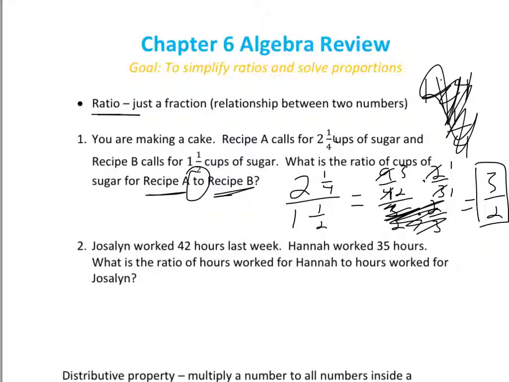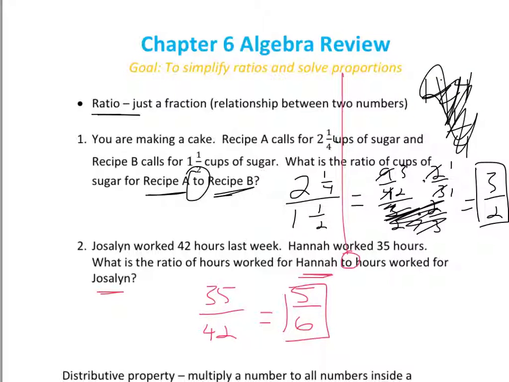The second one, we have the same type of thing. Jocelyn worked 42 hours last week. Hannah worked 35 hours. What's the ratio of hours worked from Hannah to Jocelyn? Remember, Hannah first, "to" is the fraction line, Jocelyn. Hannah worked 35 hours to Jocelyn's 42. You could simplify this: take a 7 out of both of those, and the answer will be 5/6. That's about it for the ratios.